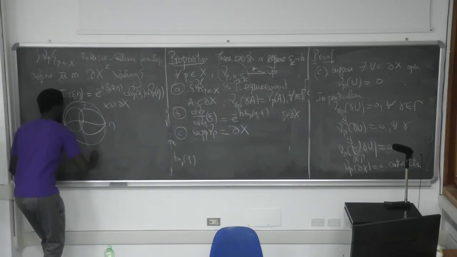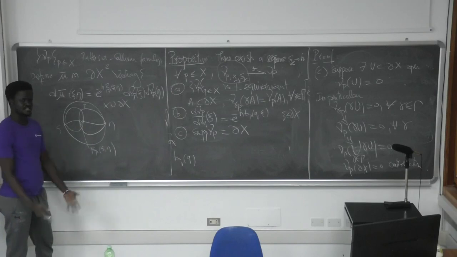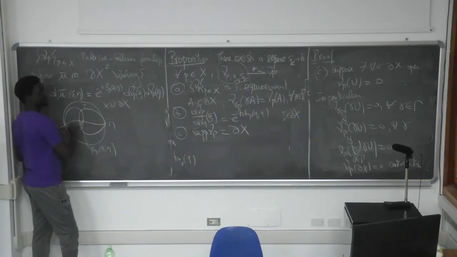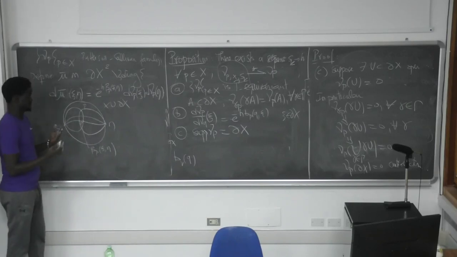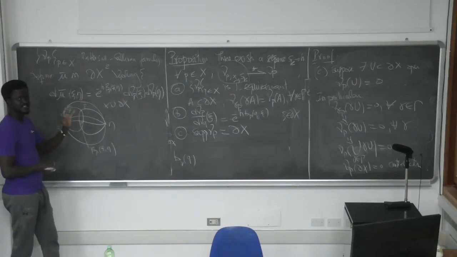So that distance is beta p xi eta. Okay. So there are some technicalities here in non-conjugate points because I might have multiple geodesics joining xi to eta. But you can prove that if you have another geodesic joining xi to eta, these two distances are the same. You can prove that as an exercise.